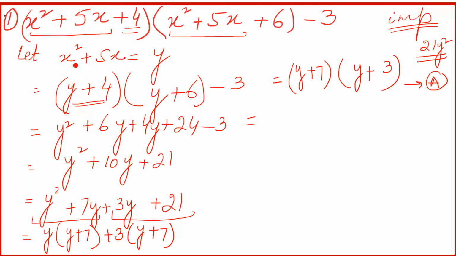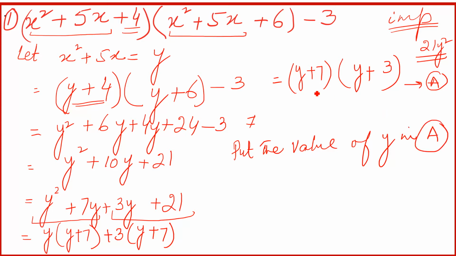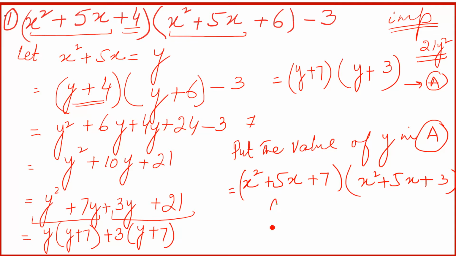Here we supposed that x² + 5x is equal to y. So you have to put the value of y here. y is x² + 5x. Wherever you see y, we will write x² + 5x, and then this 7 is remaining. Same thing here, x² + 5x + 3. And this is the answer.